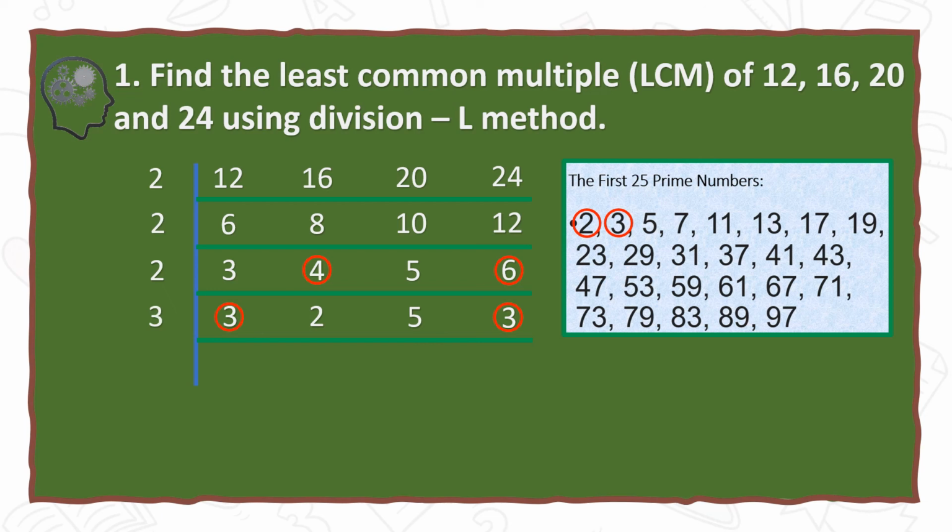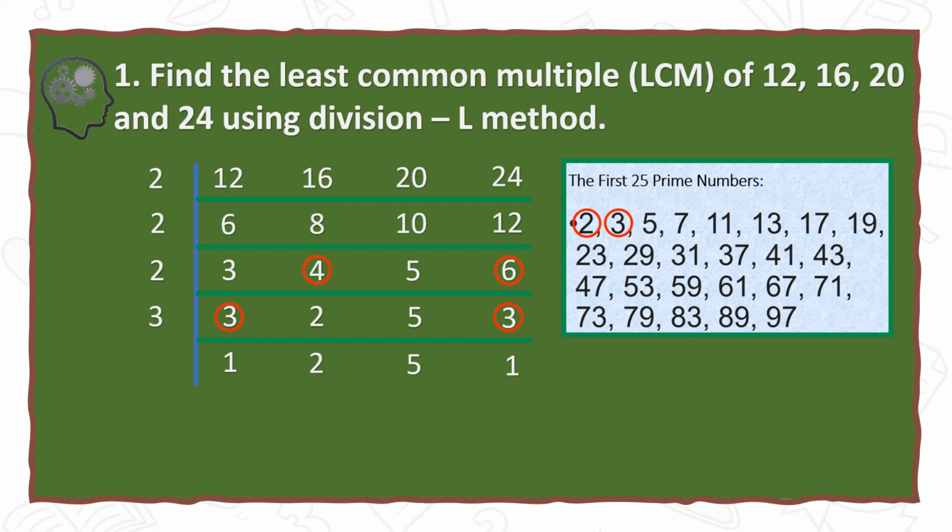So, let's divide 3 by itself. The answer is 1. Since 2 and 5 are not divisible by 3, just copy 2 and 5. And once again, 3 divided by itself is equal to 1. Let's check 1, 2, 5, and 1 once again.